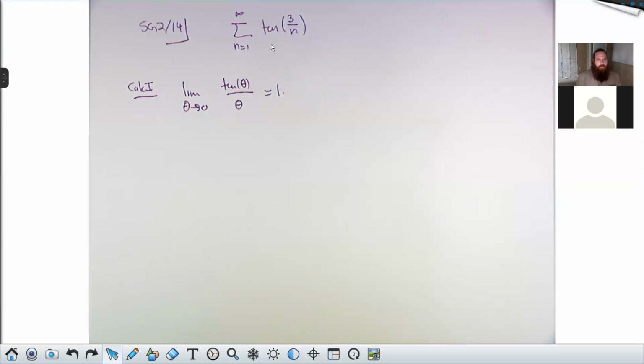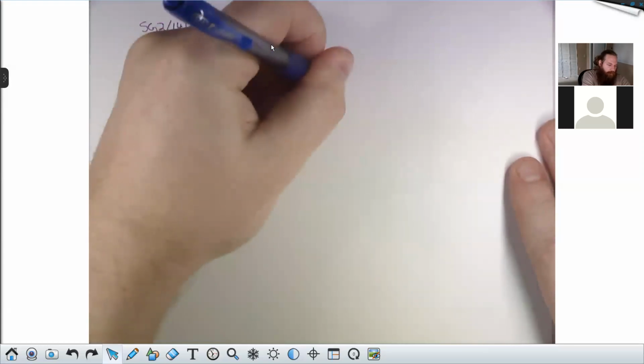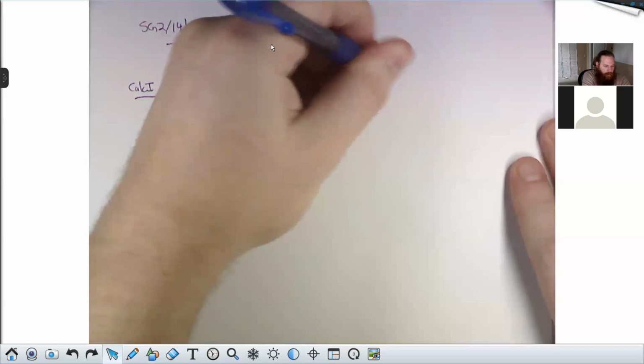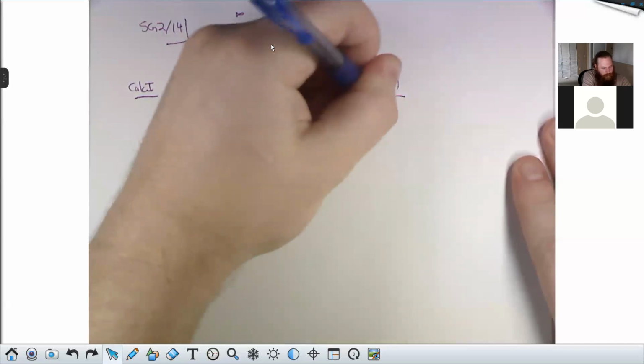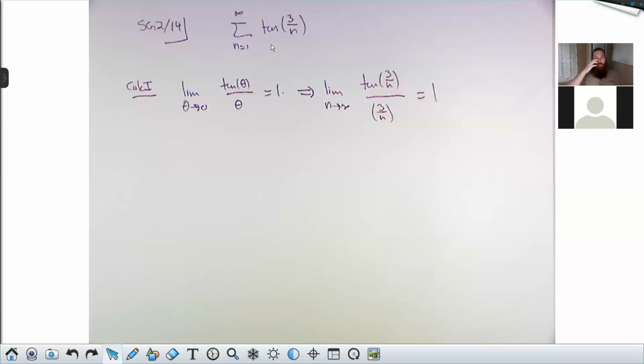So I can't use a DCT, but I can use an LCT. In other words, this limit is the same as saying lim n to infinity tan of 3 over n divided by 3 over n equals 1. Because as n goes to infinity, 3 over n goes to 0. So sending theta to 0 in this first limit is the same as sending n to infinity in this one, because this goes to 0 and this goes to 0, and they go at the same speed.